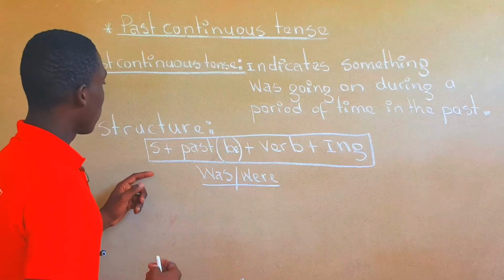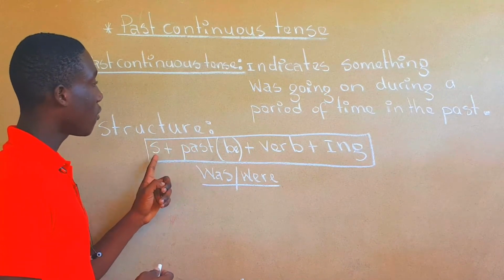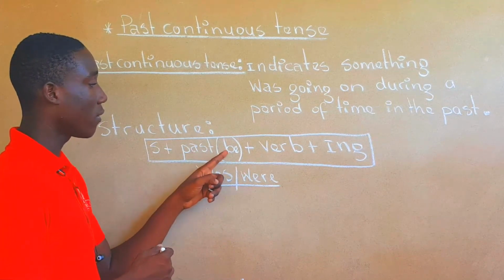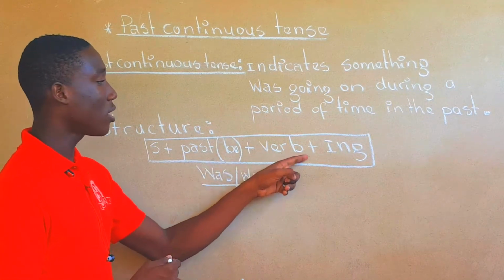Okay. Now this is the structure for the past continuous tense. It is subject plus past of the verb to be plus the verb plus ing form.